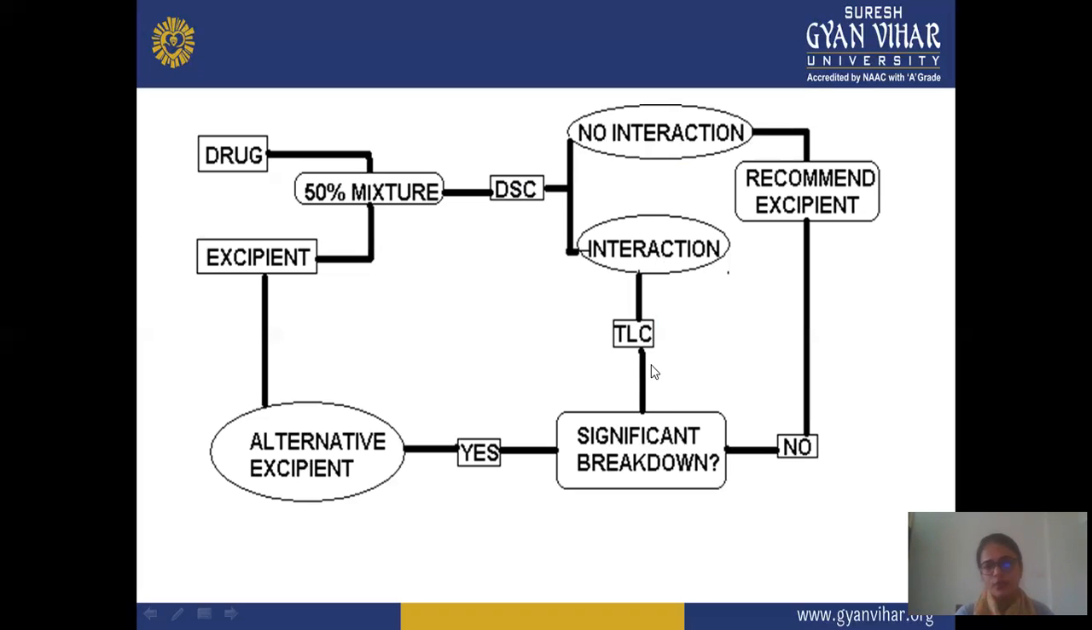If thin layer chromatography is significant or shows no breaking of any compound, then you can recommend your excipient. If a certain problem is observed, then you change your excipient and use an alternate excipient. There may be some chances that at the starting stage you can change your excipient or use an alternate excipient. If your excipient is good, you can recommend your excipient for your formulation. If this excipient again shows some problem by the TLC method, then you can change your excipient or use a certain alternate excipient.